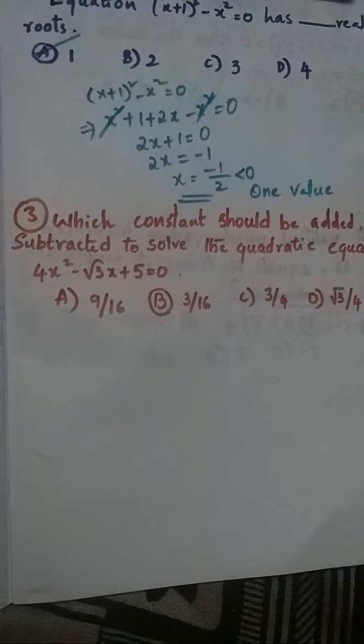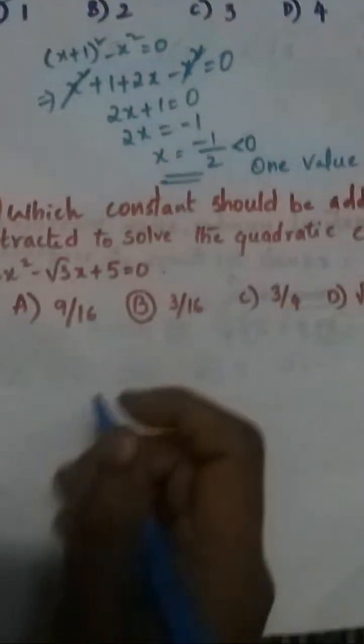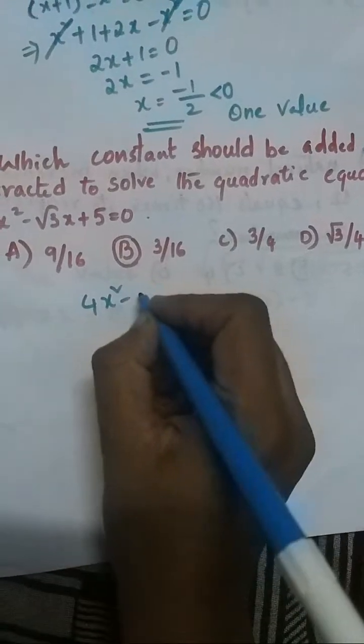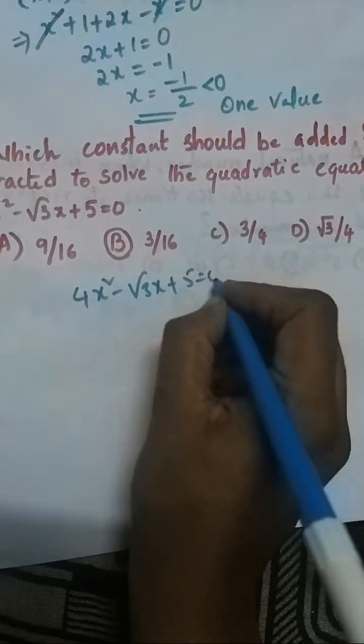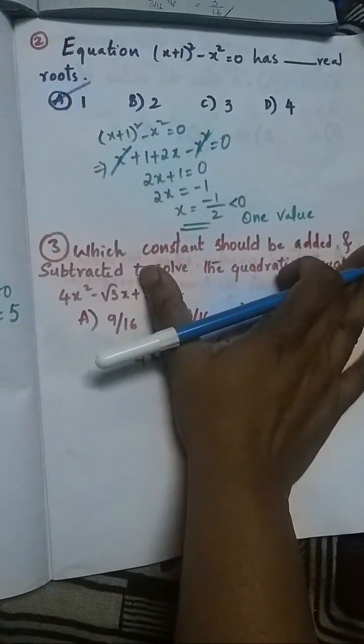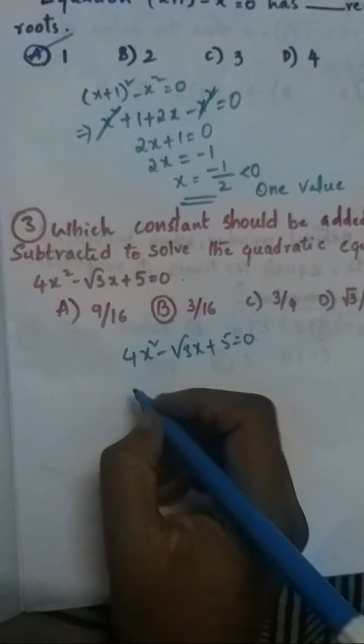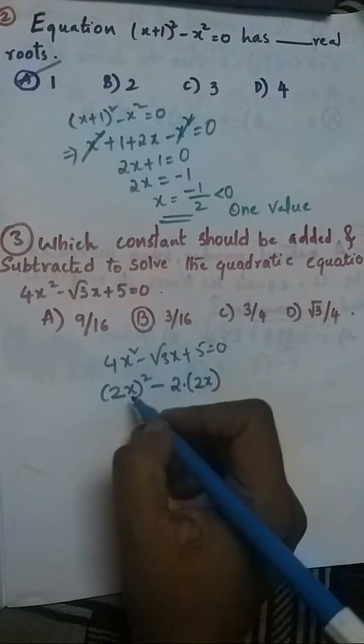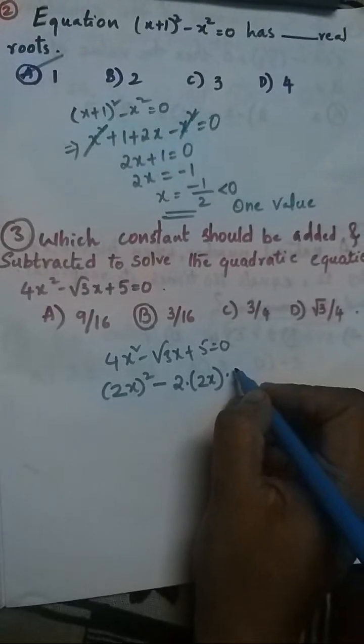In this given quadratic equation, 4x squared minus root 3 x plus 5, what we have to add and subtract to solve the quadratic equation. So I am taking this as (2x) whole squared minus 2 into 2x, in the form of (a plus b) whole squared. This is a, and 2 into a, and what should be b?